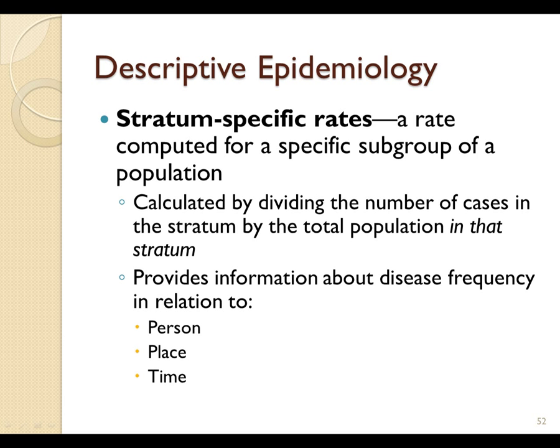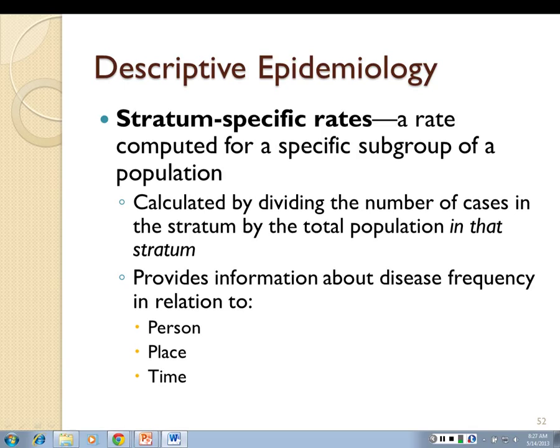Now, why is this important? Knowing the overall prevalence of a disease does not give us a lot of information about how the disease is distributed across different parts of the population. The stratum-specific rates allow us to look more closely at how a disease affects different demographic groups. We can calculate stratum-specific rates by first dividing our population into the subgroups. We then calculate the rate for each subgroup individually.